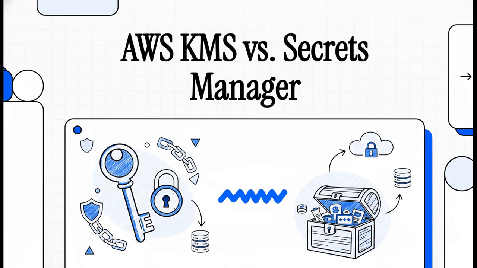All right, let's jump right into something that trips up a ton of people studying for their AWS Cloud Practitioner exam. We're talking about two services that sound kind of similar, but do totally different jobs: Key Management Service, KMS, and Secrets Manager. Nailing the difference here is a game changer, not just for passing the exam, but for actually building secure stuff in the real world. So let's get this sorted out, shall we?